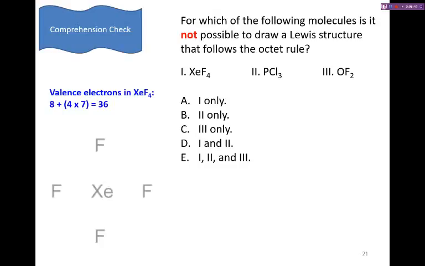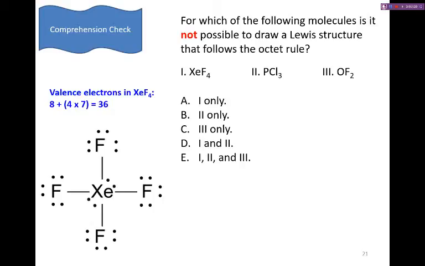Then you put the least electronegative element in the center and draw single bonds between it and the outer elements, and you distribute the electrons. In this case, everyone is satisfied, but we've only used 32 electrons, and so we have to put the extra electrons on the central atom. If we do this process for the phosphorus trichloride and the oxygen difluoride, we see that we can draw structures that do not violate the octet rule.